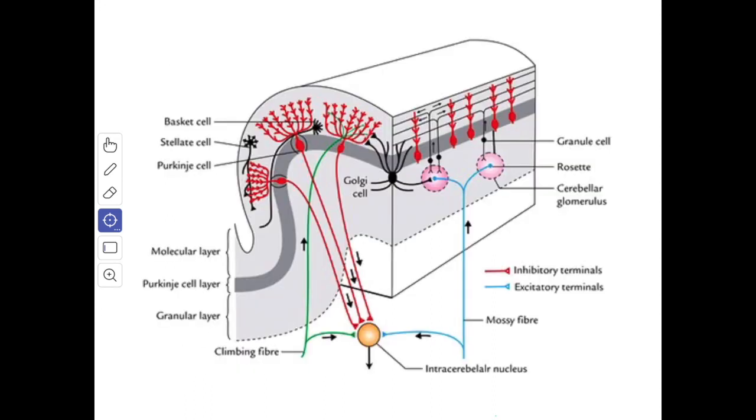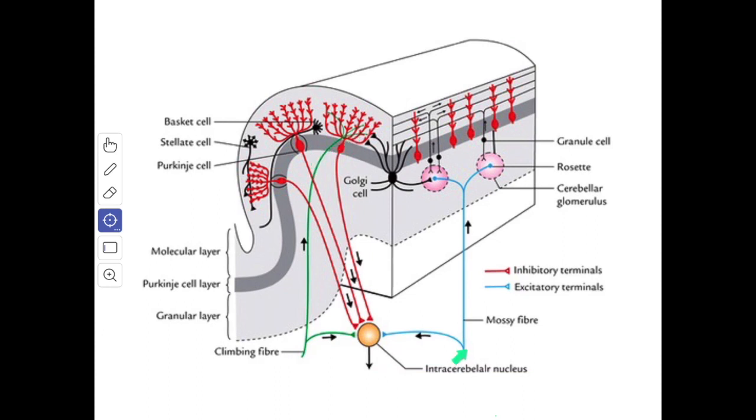The afferent fibers enter the cerebellum mainly through the inferior and the middle cerebellar peduncles, and they are classified into two types, climbing fibers and mossy fibers. The climbing fibers originate in the inferior olivary nucleus. Each fiber, after giving a collateral to the intracerebellar nucleus, makes a monosynaptic contact with the Purkinje cells.